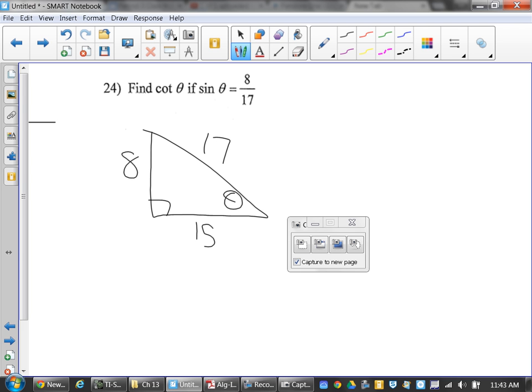Wait, hold on, guys. Would you get the same answer if you put the angle at the other one next? Yeah, because as long as you pick theta, if 8's your opposite, you're right. Oh, okay. I was so confused by that last night.